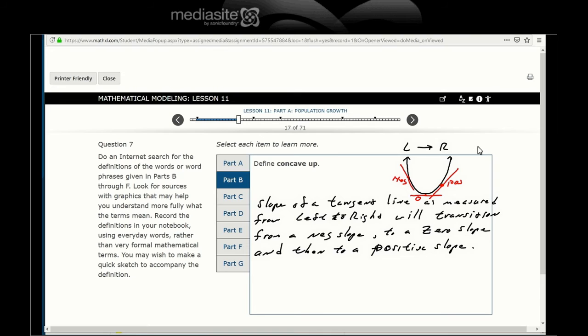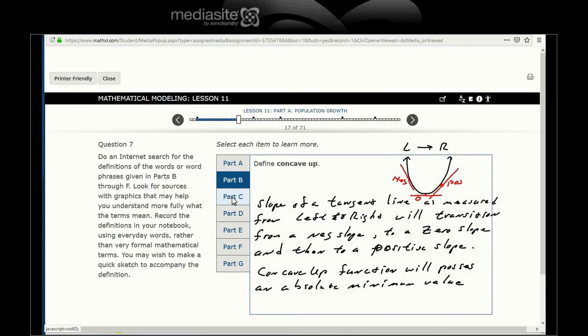I can also think of a concave up function as one that possesses an absolute minimum value. So that's one way of defining concave up. There are other ways, but that's two of them.